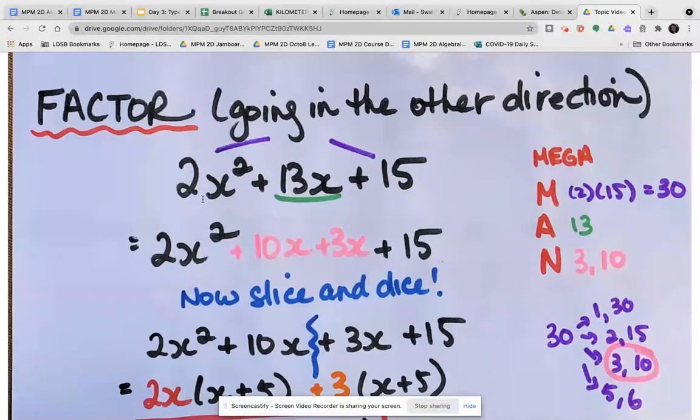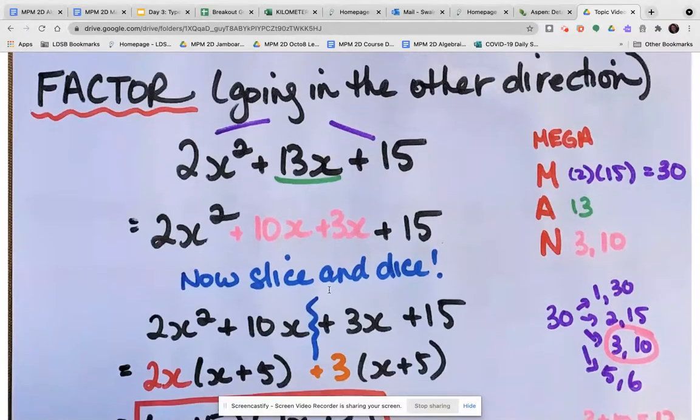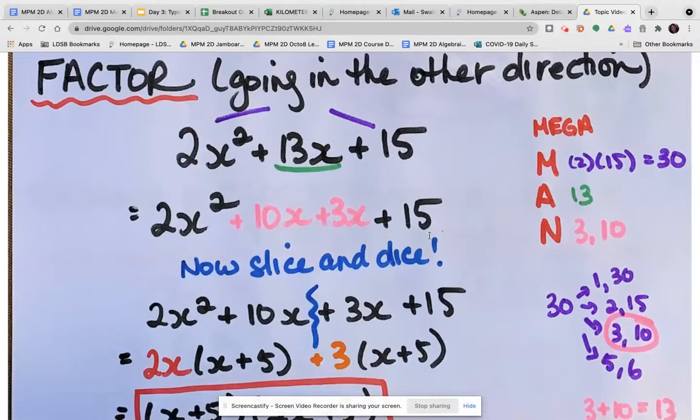So the idea is that these two polynomials are equivalent. My 2x squared stays the same. My c value of 15 stays the same. And I've just broken up that middle term to be 10x plus 3x, which is still equivalent to 13x. I haven't changed its value in any way. However, because I've changed the way it looks, I've turned this trinomial into a polynomial with 4 terms, and I can now test it out to see if I can slice and dice it, okay?